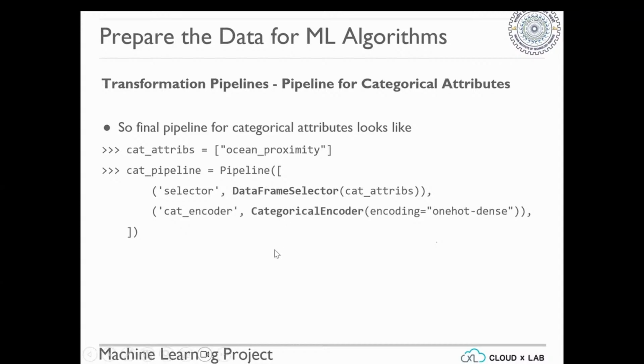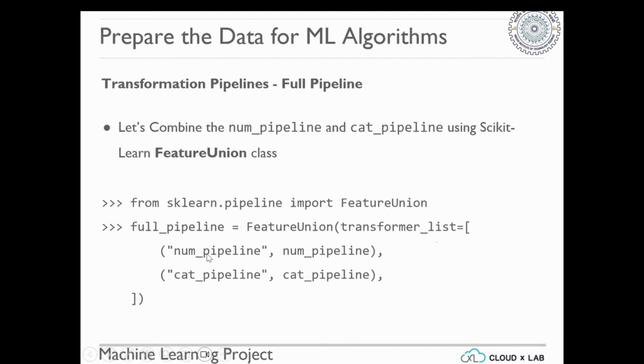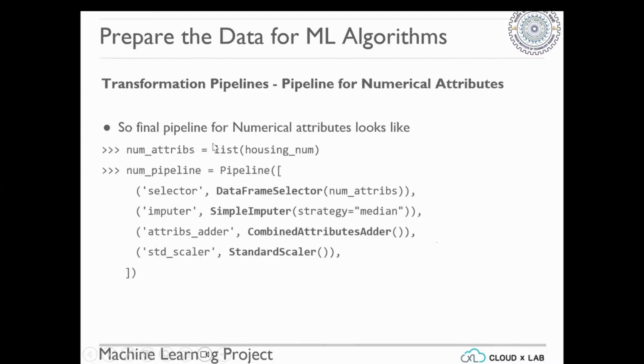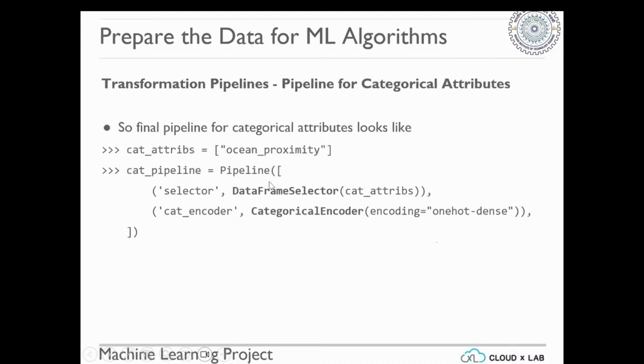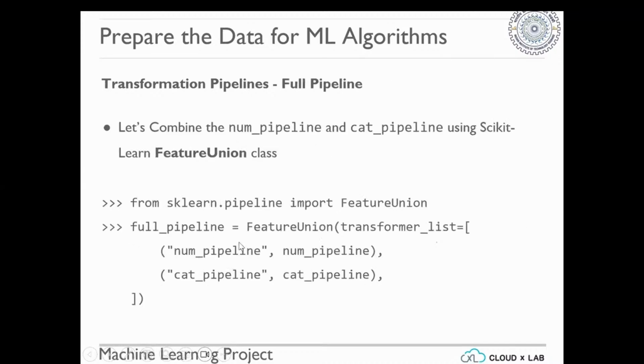Now we will use the FeatureUnion class to combine these two pipelines, right? Because we have one pipeline for the numerical attributes and another pipeline for the categorical attribute, right? So we will import FeatureUnion from sklearn.pipeline, and then we will use FeatureUnion to combine these two pipelines, right?